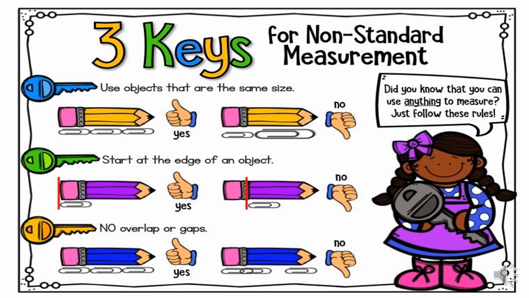So just to remind ourselves, when we measure using non-standard units of measurement, we need to follow our 3 keys, our 3 special rules. We need to make sure that we use objects that are the same size, so that it's fair and equal when we measure. We need to make sure that we start at the edge of an object, not in the middle. And we need to make sure that we don't leave gaps or we don't overlap our items when we're measuring.